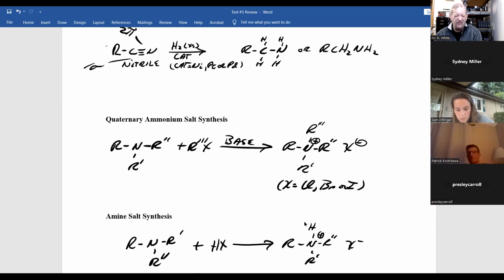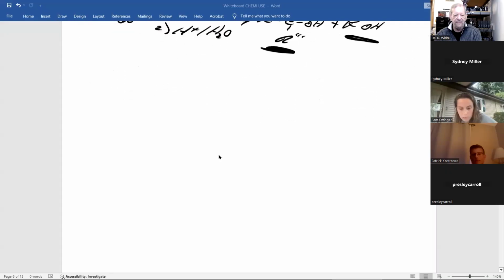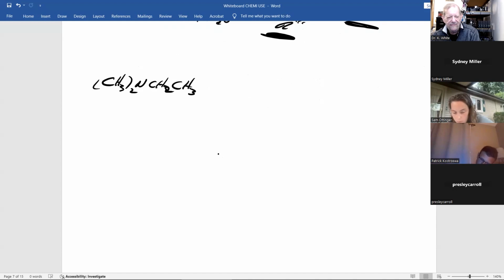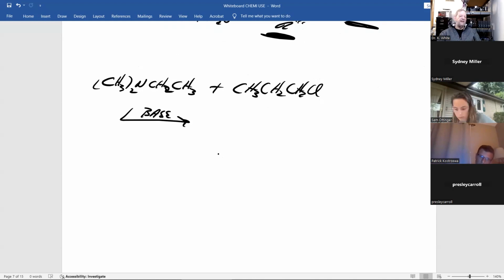And let's take a look at this. Let's have some fun. If we take these two molecules, the question is, in the presence of base, what do you get?